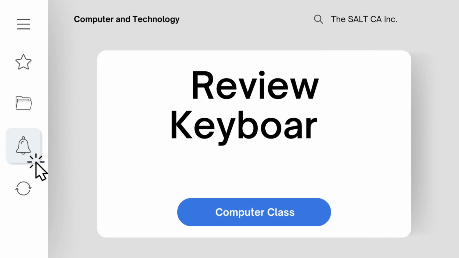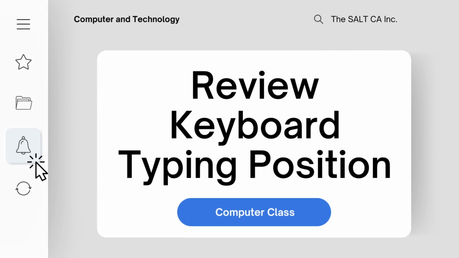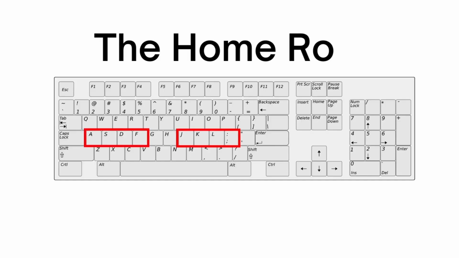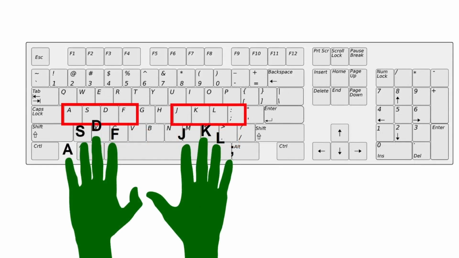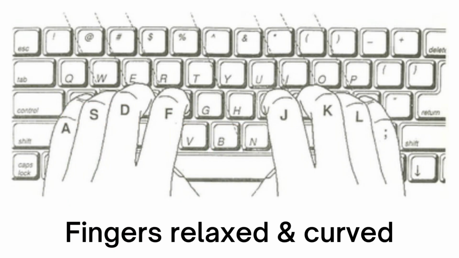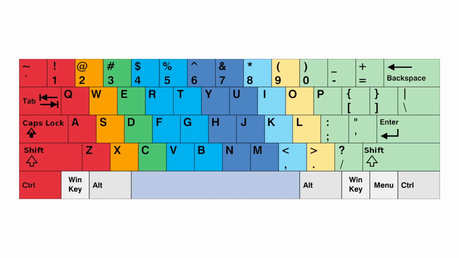Now let's review our keyboard typing positions. But first you need to remember the name of your fingers. You have your thumb, index finger, middle finger, ring finger, and little finger, which is the pinky. So this is the important one, the home row. This is where you put the 4 fingers on each of your hand. So remember that this is your home row or your home position. Make sure your fingers are relaxed and curved. If it's strained, you might hurt your hand in the long run.